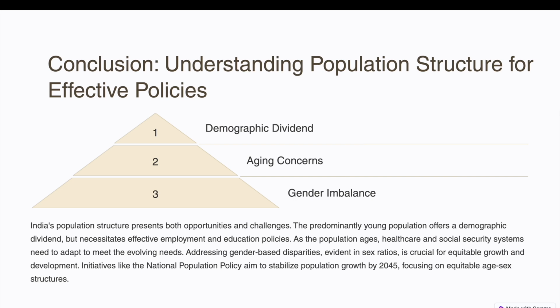The National Population Policy, aiming for stabilization by 2045, focuses on achieving a balanced age-sex structure to foster sustainable and inclusive development.